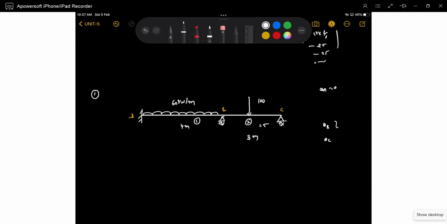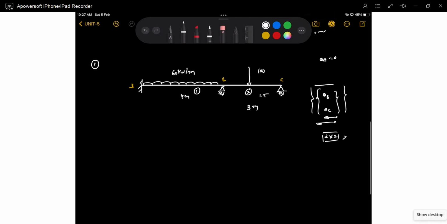Only 2 degrees of freedom is there. Okay, 2 degrees of freedom, that's it. So finally you will get a 2 by 2 matrix only. But how can we do it? See, individually you can write it.